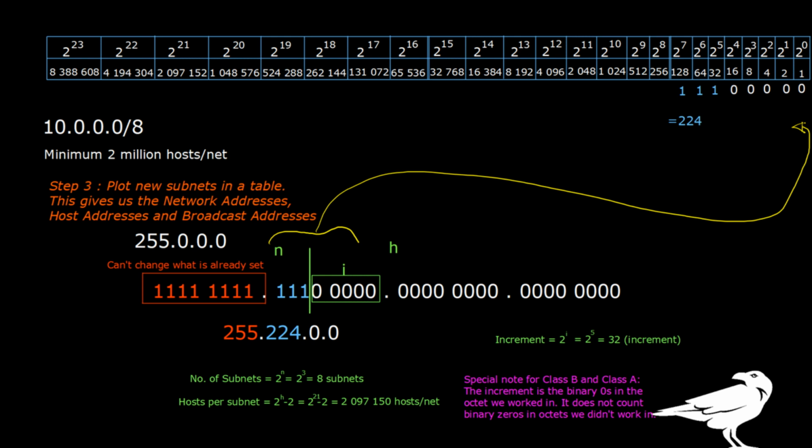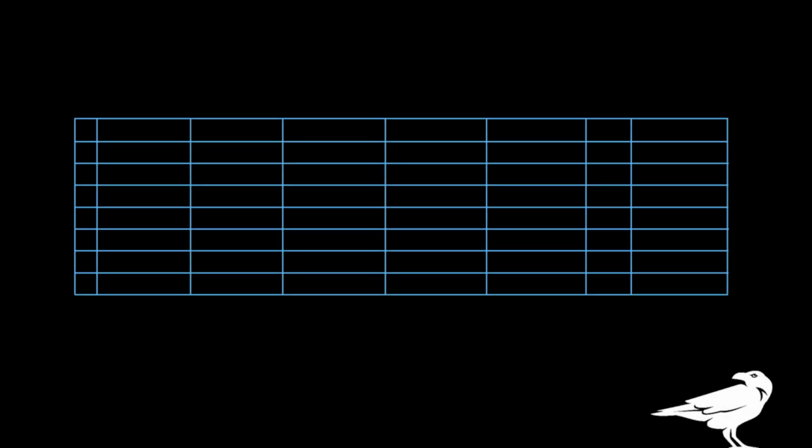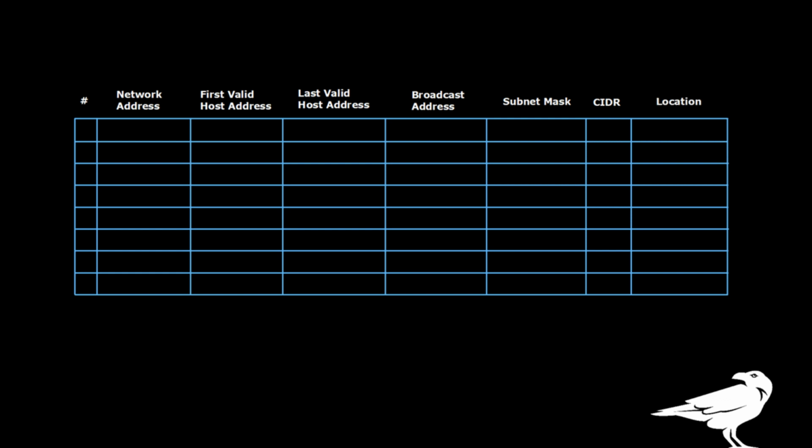We're going to plot it in a table. If you want to use Excel, or if you want to use any other spreadsheet tool like OpenOffice or LibreOffice's Calc, that'll be fine as well. I've just got this nice pretty little table I made to match everything we're doing here. So the columns, as always, are the subnet number, the network address, the first valid host, the last valid host, the broadcast address, the subnet mask, CIDR notation, and just to make our documentation lives a little bit easier, the location where the network's going to be used.